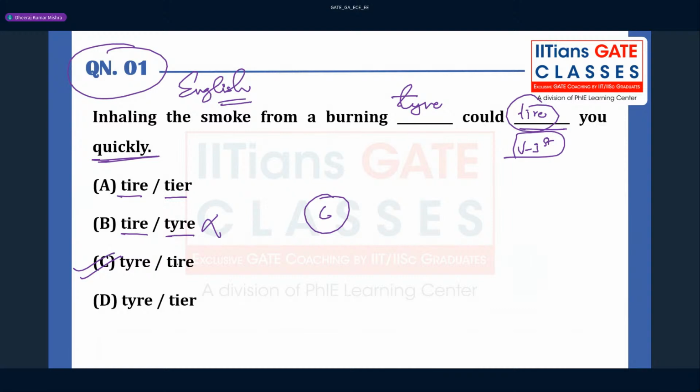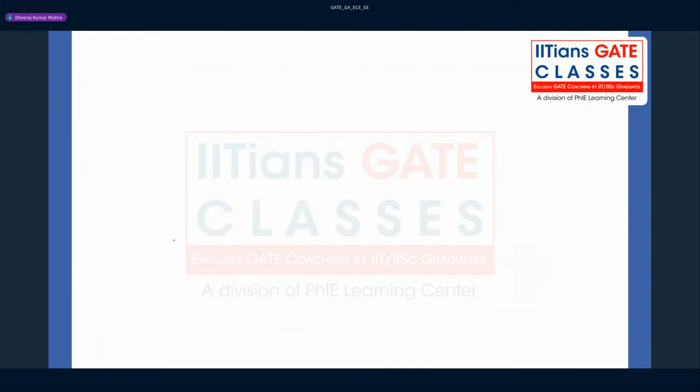Anybody can solve this question, provided you are very careful while choosing the option. This option cannot be correct, and this cannot be correct either. The fight is only between B and C, but you have to keep these things in mind if you know the spelling of the word. So option C will be correct.